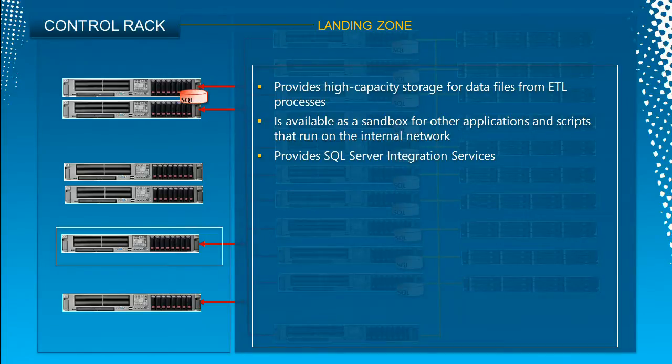Others might have chosen on SQL Server an architecture where you actually put everything into load files, you pre-stage them on a server, and you load them from that server into your data warehouse. So you put a server or a staging database close to it. And that's what we do within the control rack, what we call a landing zone. It's a high-capacity storage for data files or ETL processes. The landing zone provides SQL Server Integration Services.